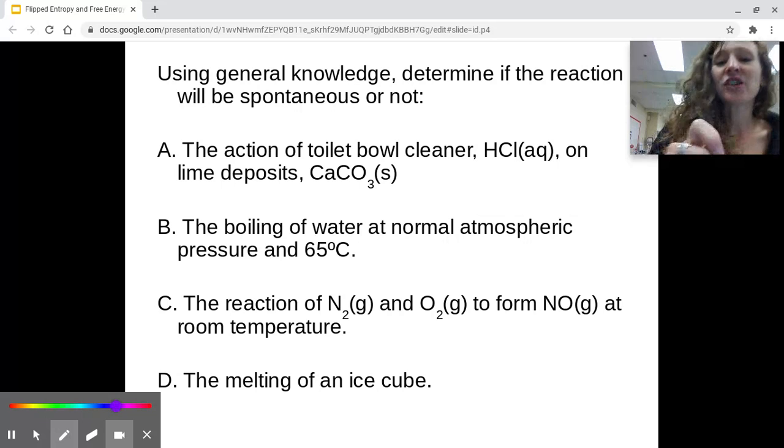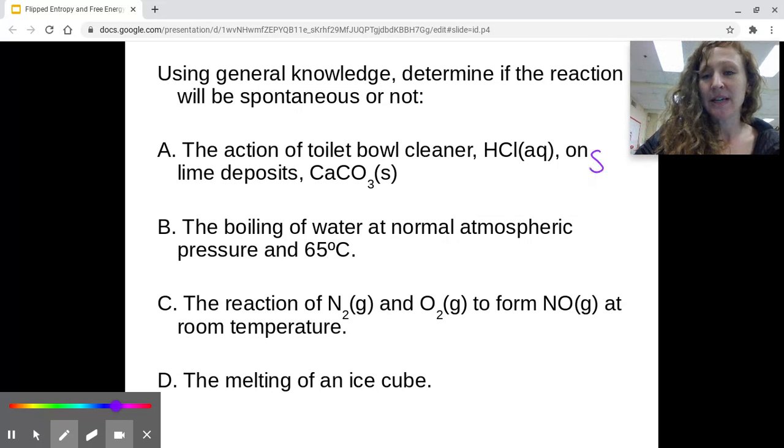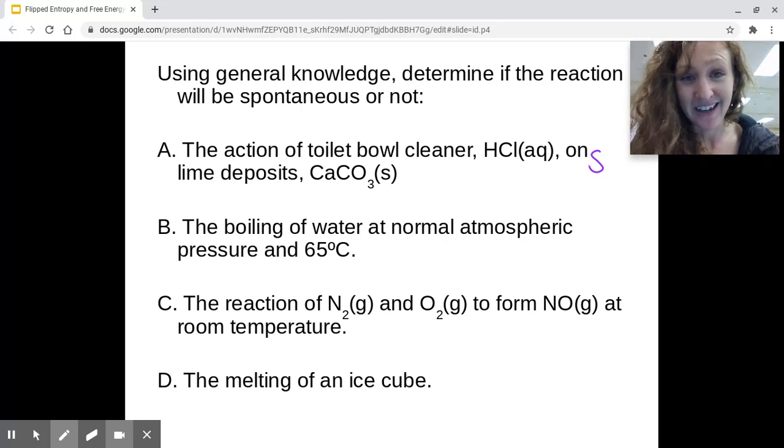All right, action of toilet bowl cleaner, which is hydrochloric acid, on lime deposits, which is calcium carbonate. This one is going to be spontaneous. There's nothing you have to do if toilet bowl cleaner is on lime deposits. That is a chemical reaction that's going to happen all by itself. You don't need to heat it. You don't need to mix it. You don't need to scrub it. Although once the chemical reaction happens, you may have to scrub off that first layer of chemical reaction in order to expose the second layer to hydrochloric acid again. But this is a spontaneous reaction that will happen all by itself.